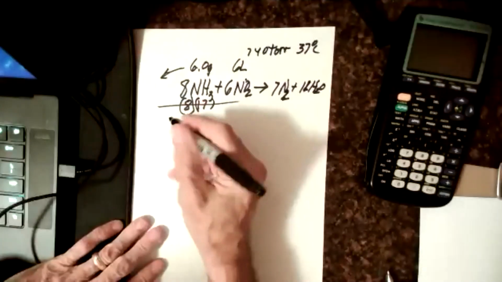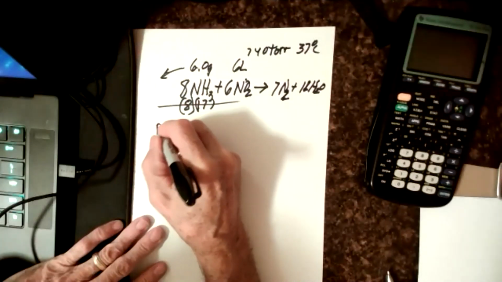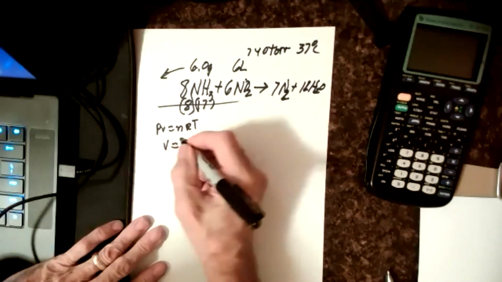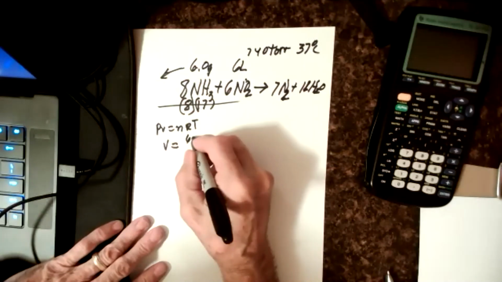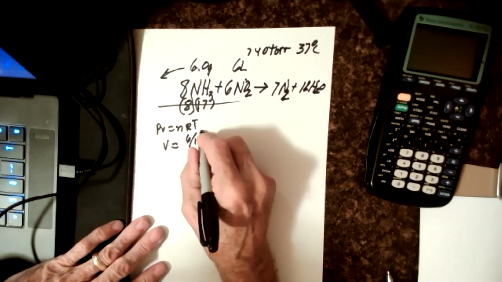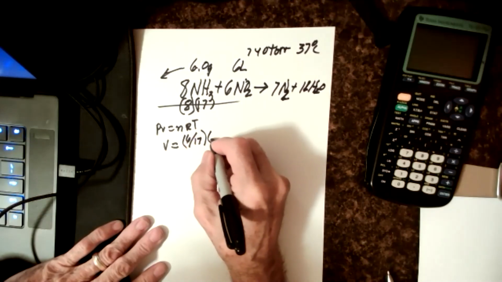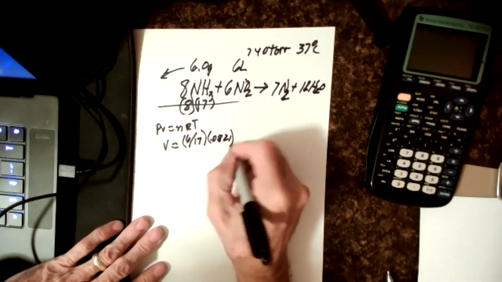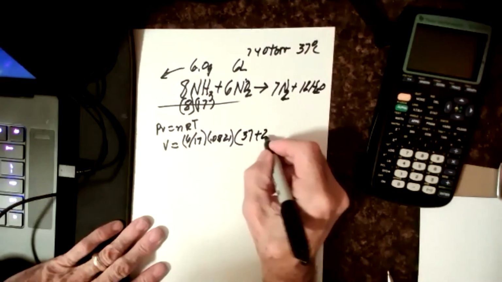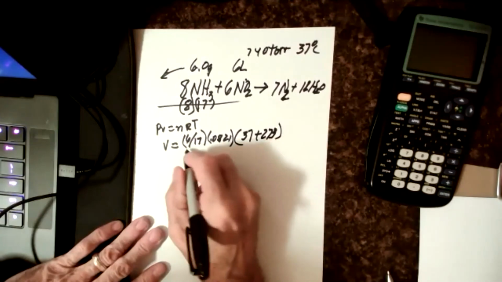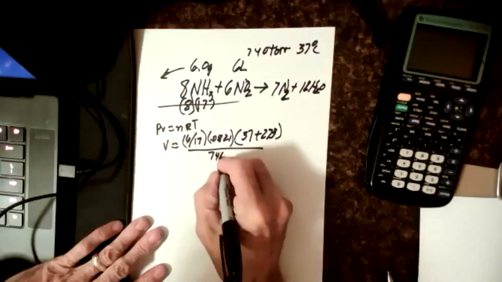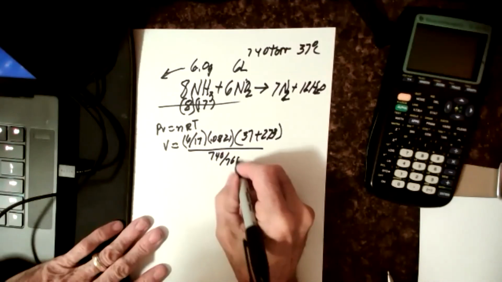But anyhow, over here. So I've got PV equals nRT, and I want the volume. Volume is number of moles. It's 6 grams, and the molecular weight is 17. That's the number of moles. R is 0.0821. The temperature is 37 plus 273, and divided by the pressure, and the pressure is 740 over 760 atmospheres.